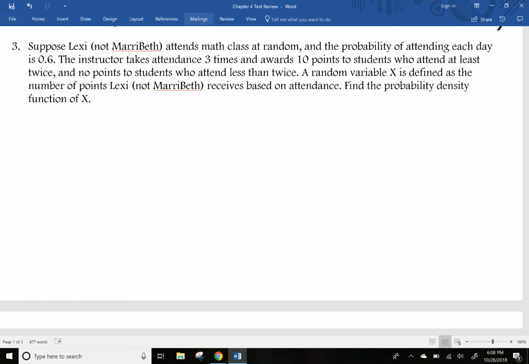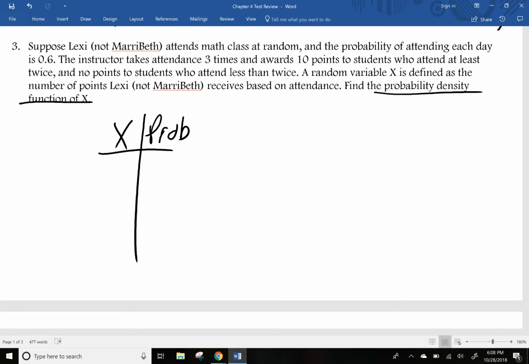So we're creating a density function for x. That's what it's asking for. Remember, a density function is just a table. So it's just a random variable x and then the probability associated to that. So we're going to complete this table, and that'll be my answer.